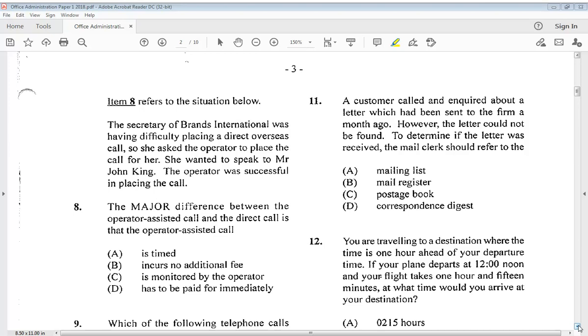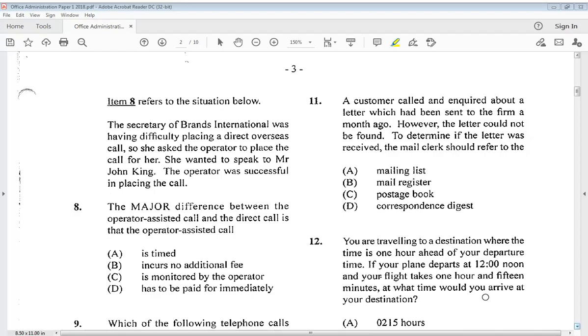Item 8 refers to the situation below. The Secretary of Brands International was having difficulty placing a direct overseas call, so she asked the operator to place the call for her. She wanted to speak to Mr. John King. The operator was successful in placing the call. The question for 8 says, the major difference between the operator assisted call and the direct call is that the operator assisted call, A, is timed, B, incurs no additional fee, C, is monitored by the operator, or D, has to be paid for immediately.